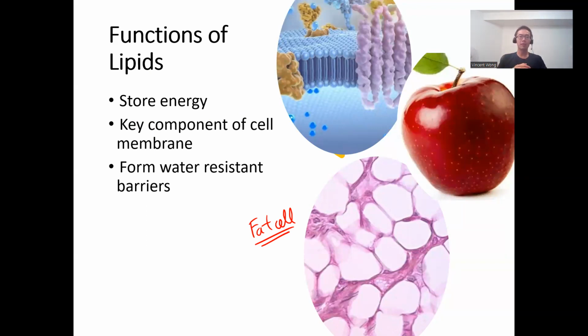They also help form water-resistant barriers. The skin of an apple is water-resistant. Our skin is water-resistant. When you go take a bath, you don't soak up all the water. You're not like a sponge. Water doesn't penetrate through your skin, because we have a water-resistant barrier that is lipid-based.